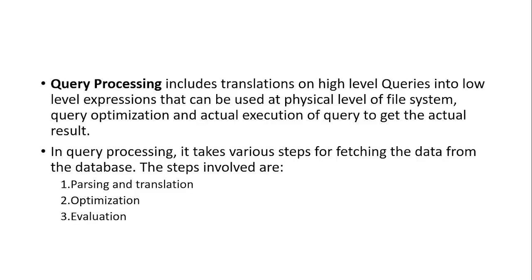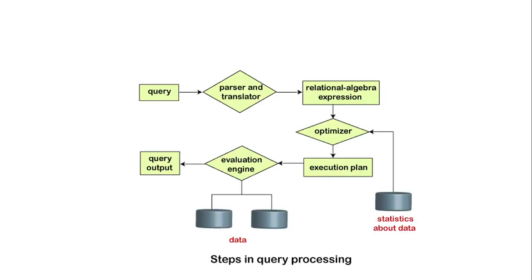What is query processing? It includes translation of high-level queries into low-level expressions that can be used at the physical level of the file system, query optimization, and actual execution of the query to get the actual result. In query processing, it takes various steps for fetching the data from the database. The steps involved are parsing and translation, optimization, and evaluation.